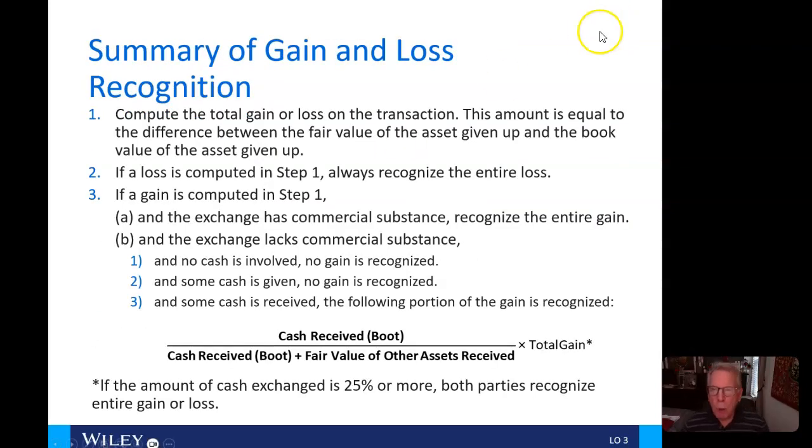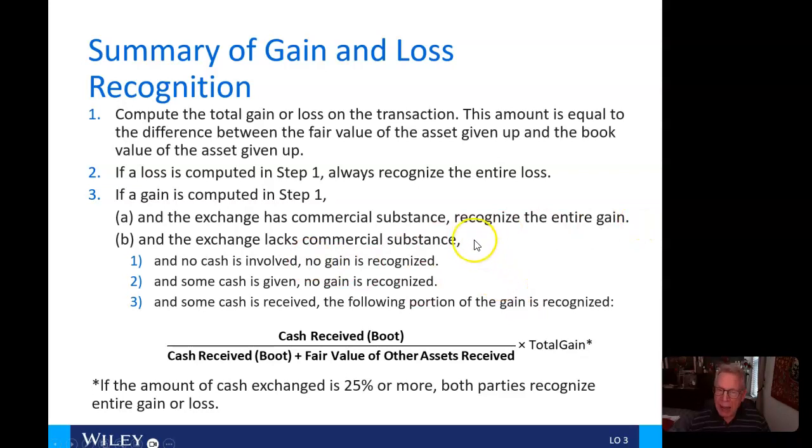Okay, so if we summarize the gain and loss recognition, number one, we're going to compute the total gain or loss on the transaction. This amount is equal to the difference between the fair value of the asset given up and the book value of the asset given up. Number two, if a loss is computed in step one, we're always going to recognize the entire loss. But number three, if a gain is computed, then A, for Alpha, if the exchange has commercial substance, we're going to recognize the entire gain.